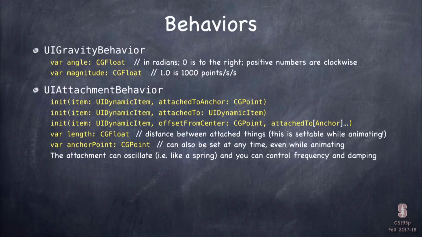Attachment behavior, really cool one. It's essentially taking, think of it as like an iron bar between either two items or between an item and a fixed point. And that bar keeps those two items connected even as all the other behaviors work on it. So imagine you had two things connected with an attachment behavior, so they're behaving as if they're attached to each other, and they start to fall because they're both being operated on by gravity.